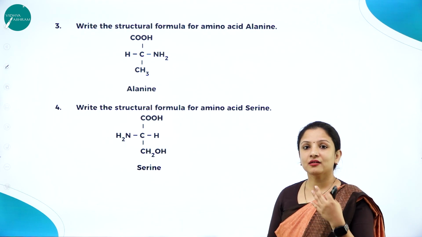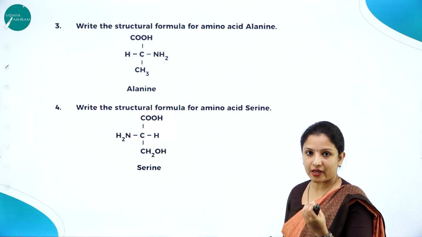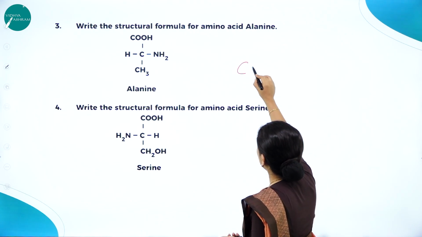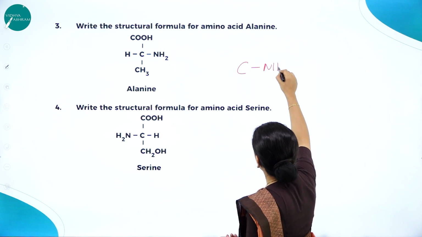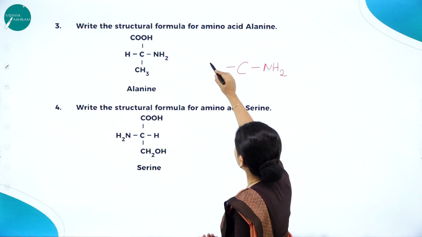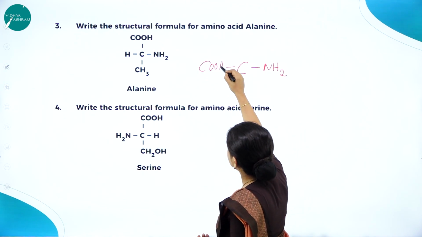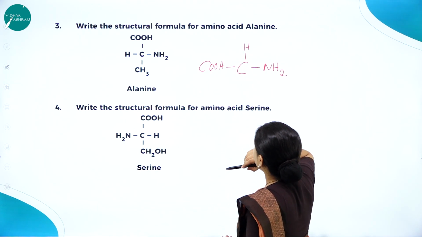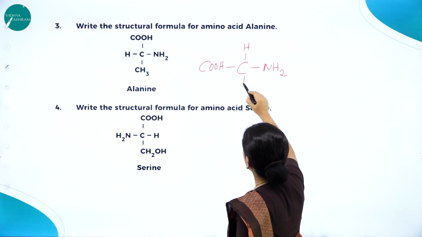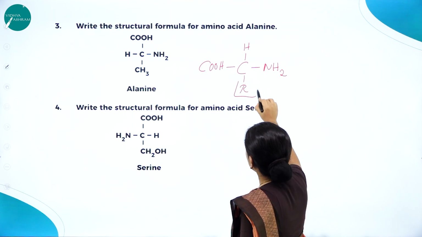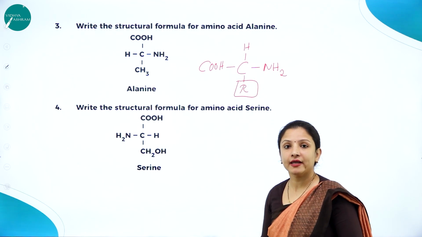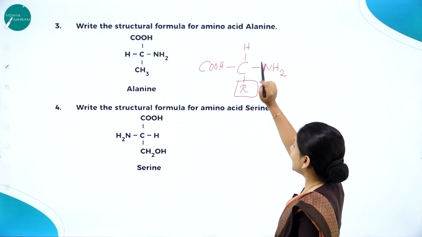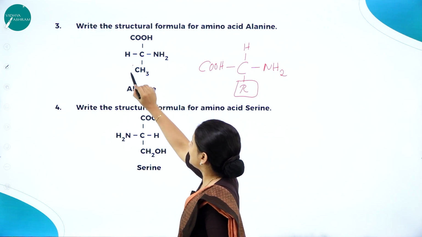We know that the simple structure for an amino acid contains an alpha carbon atom. On one end it contains the amino group. On the other end, it contains the carboxyl group, and on the side chain it contains the hydrogen, and on one end it contains the R. Here, R is nothing but the variable group. Only the variable group will change here. So if it is alanine, it will be CH3.